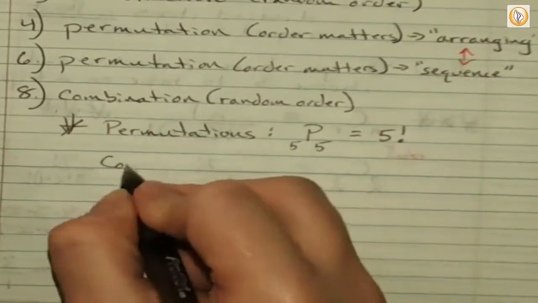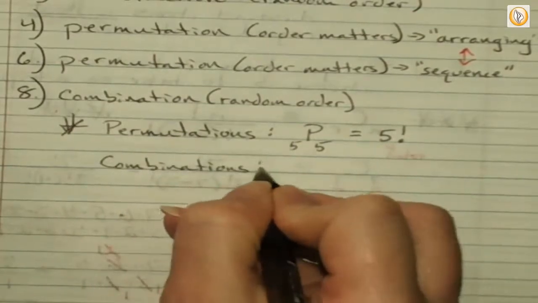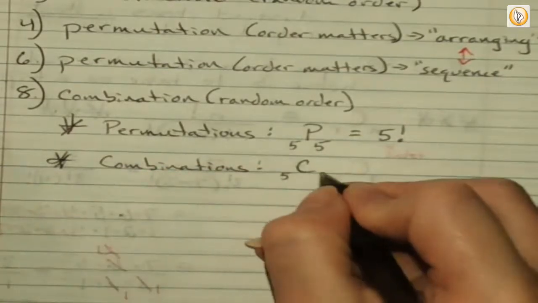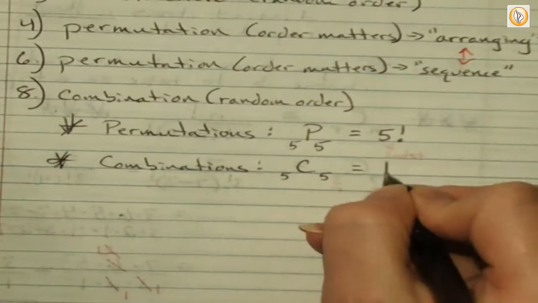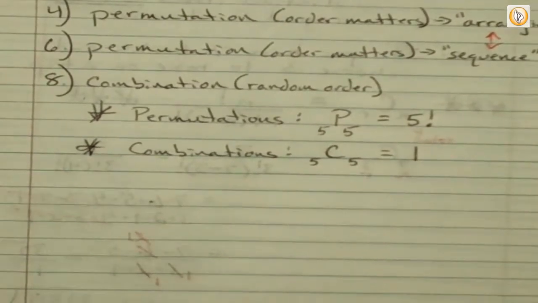But in combinations, kind of like what Taylor was pointing out, if you were to have this, it would just be 1. If it was 2 million, it would still be 1. So you need to make sure you write that down. Yes. All right.